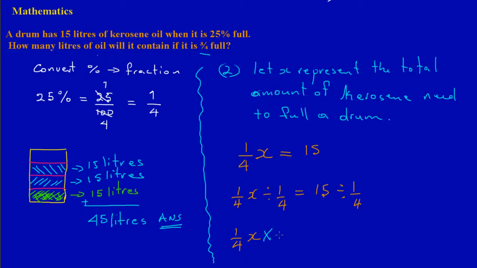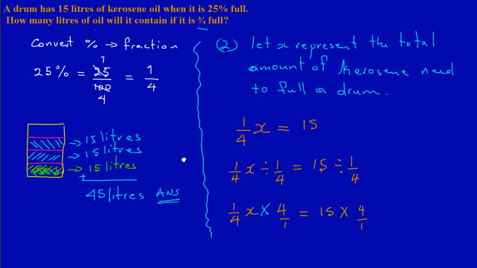If I change my division sign to multiplication, I must now flip my 1 over 4, so I would have 4 over 1. Now what I've done to this side, I've multiplied by the reciprocal of 1 over 4. So now I must do the same to this side, because I have a similar statement. I have 15 divided by 1 over 4. It's the same as changing my division sign to multiplication. So I am just going to multiply this side also by the reciprocal, which is 4 over 1.